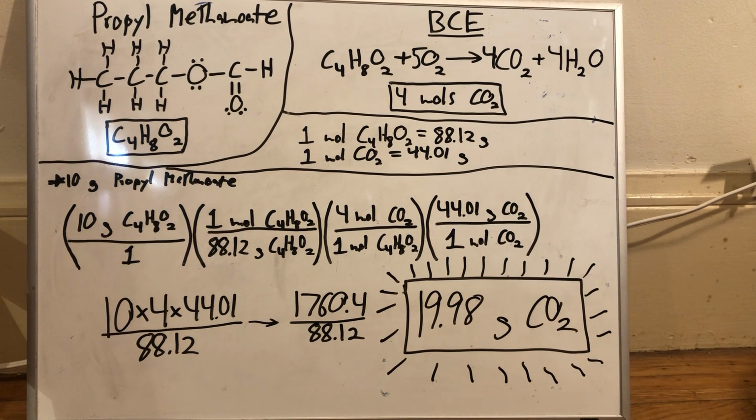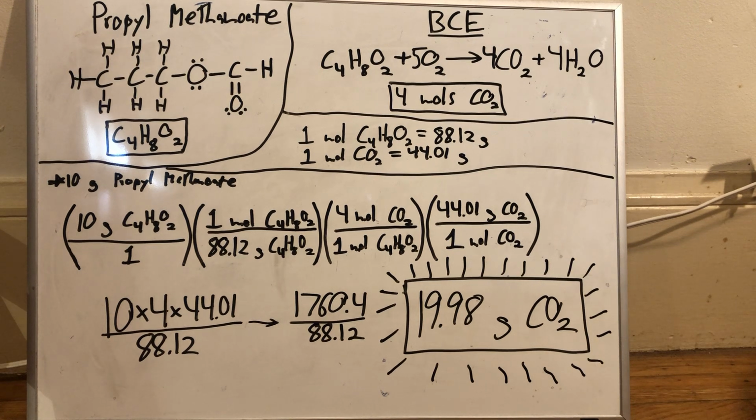10 grams of propylmethanoate is burned in oxygen. What mass of CO2 is produced? Okay, and then he gives us a hint, which is that if we know how to draw the shape of propylmethanoate, it will help us with the problem.